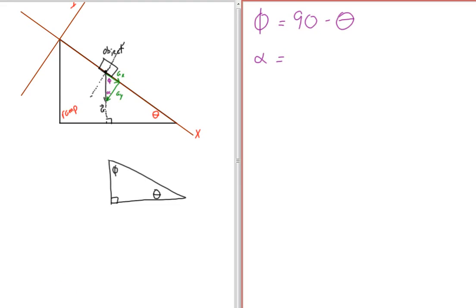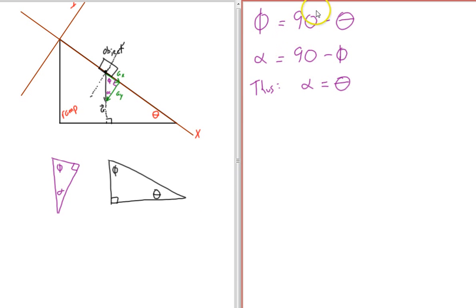And then to think about what alpha is, we will redraw this little small right triangle, where we've got phi on the top, alpha in the bottom there. And we can see that obviously alpha is 90 minus whatever phi is. So looking at those two statements, phi is 90 minus theta, and alpha is 90 minus phi, so they're complements of each other. We can conclude that alpha must equal theta.